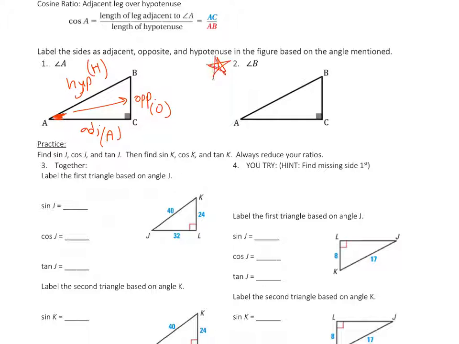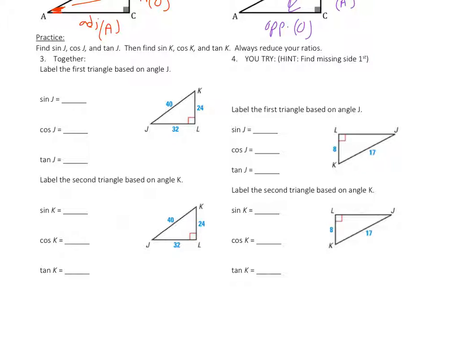I want you now to go through and do the exact same thing. For number two, I want you to label the sides in relation to angle B. Now that you've done that, your opposite should be over here as AC. Your adjacent should be your BC, and hypotenuse would be your AB.